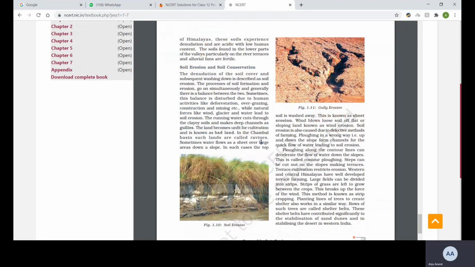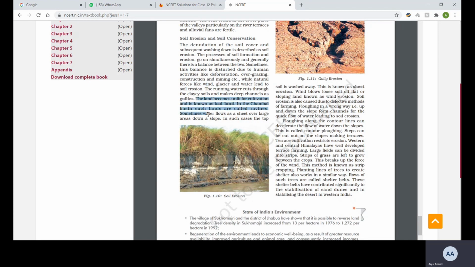Here we have soil erosion and soil conservation. When the topsoil gets carried away due to either wind or water, that is known as soil erosion. There are various causes of soil erosion, for example deforestation and ploughing in the wrong way. Defective methods of farming also lead to soil erosion. Overgrazing, construction and mining are all responsible for soil erosion, and these are human factors. The natural factors are wind, water and glaciers.